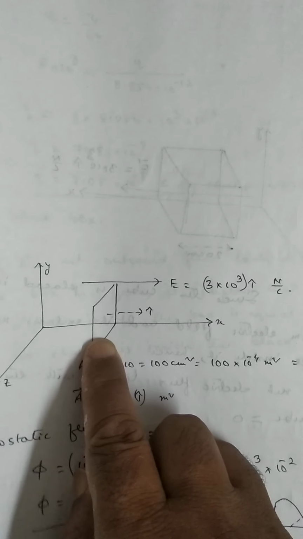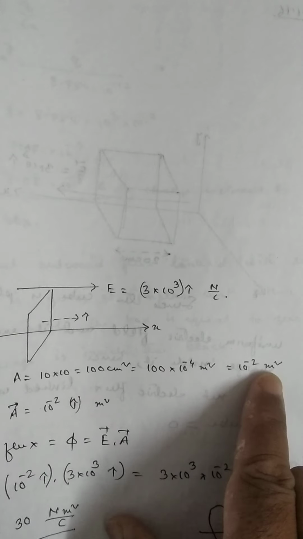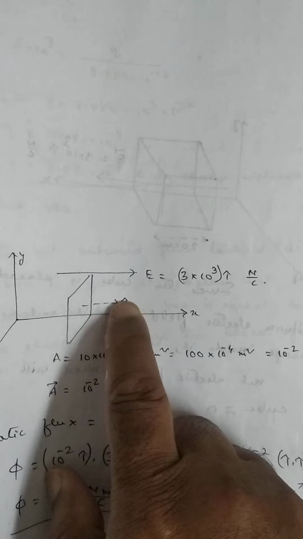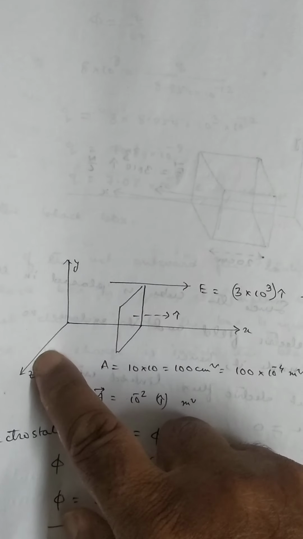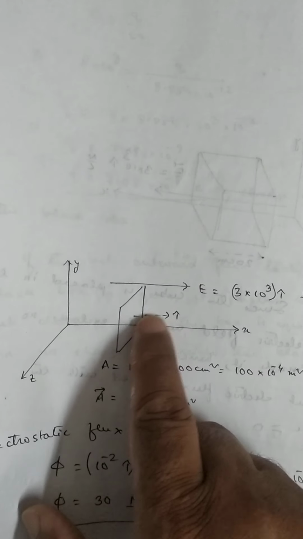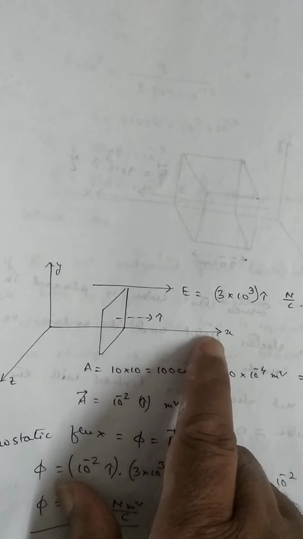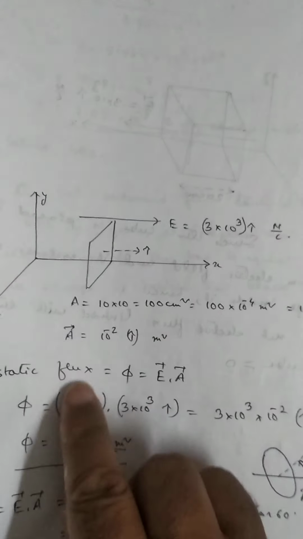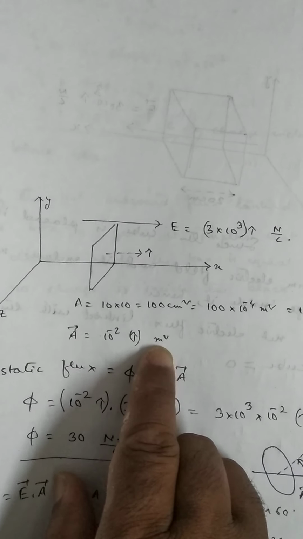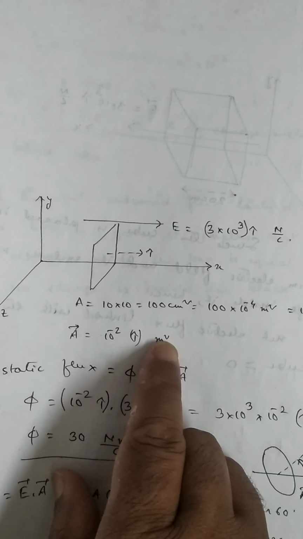So this is the square area. Its area is 10 to the power minus 2 meter square. But we require an area vector. Therefore, I draw an outward normal. Since this square plate is parallel to the YZ plane, any normal drawn on this plane becomes parallel to the x-axis. So what is the area vector? 10 to the power minus 2 i cap meter square.